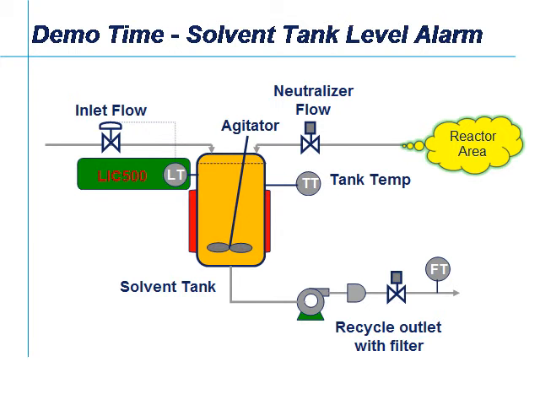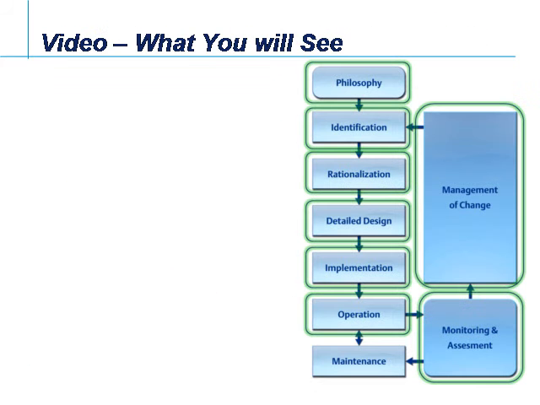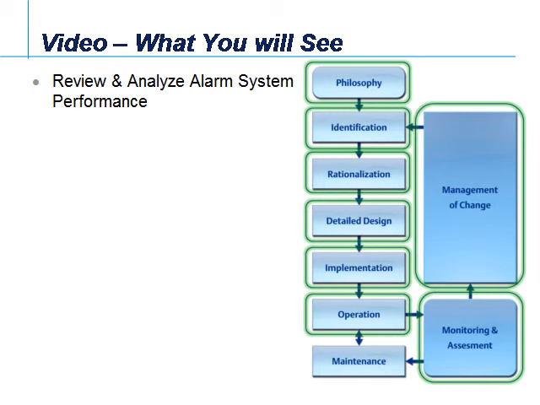Now for the demo, what we're going to look at is a small process area representing a solvent tank with a couple of inlet flows and an outlet flow with a filter. And what we're concerned about is a high-level alarm, LIC 500. And then what we're going to show in this video is the tools and techniques for how we would deal with one alarm as it goes through the alarm management lifecycle.